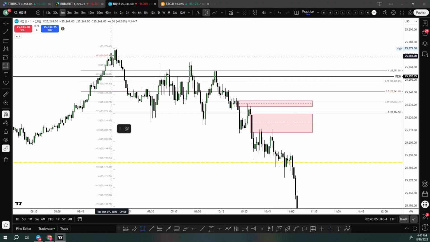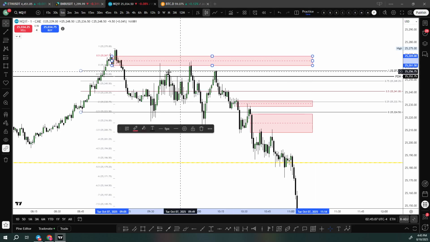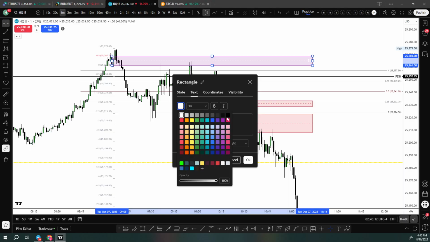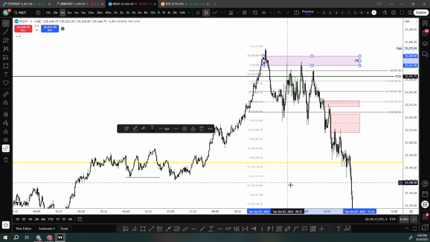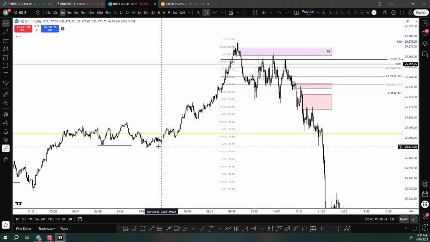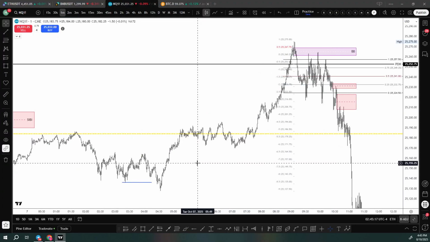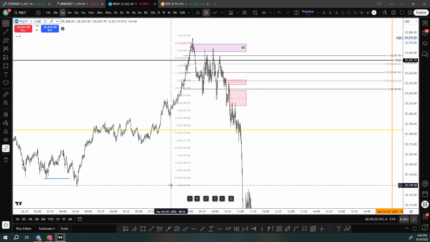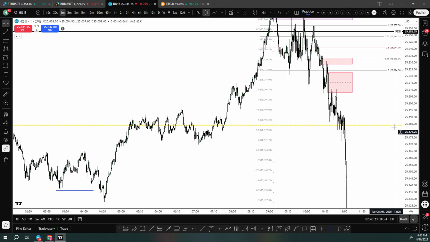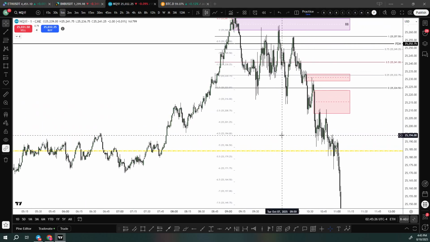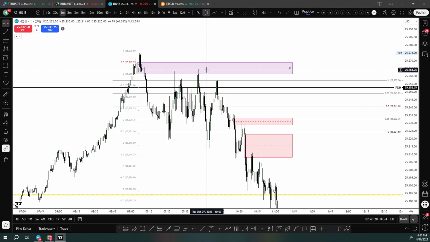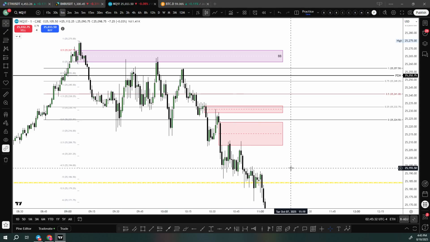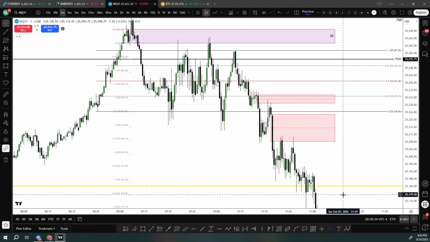So really I'm going to use this breaker. This is a breaker block. So we form this breaker block, right, relative equal lows. So yeah, we formed a breaker block. Reacted off the breaker block, range bounding within a 15-minute candle. And then we continued down.